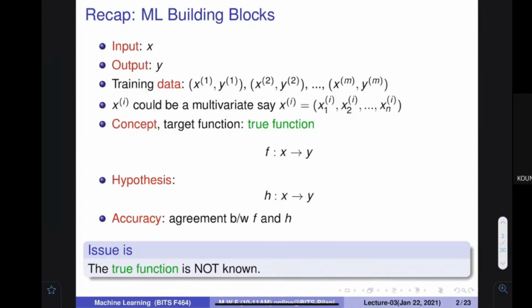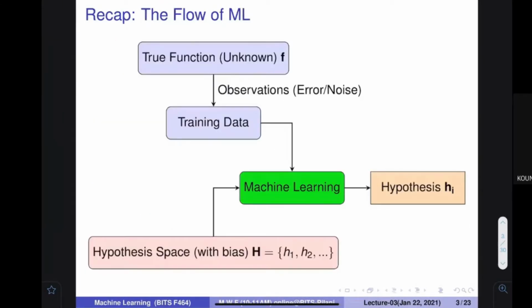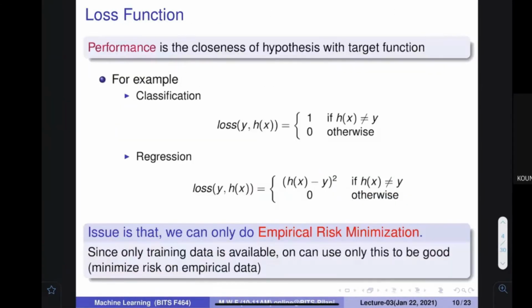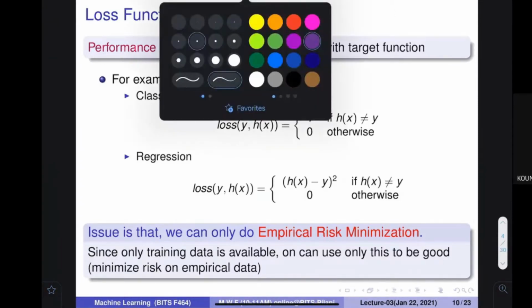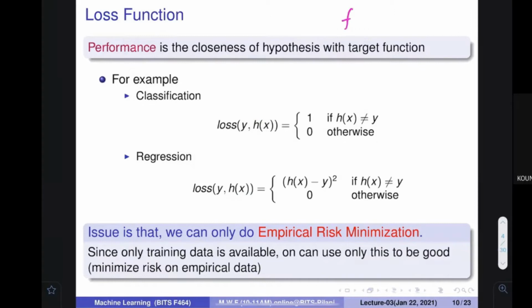Last class we saw what the building block of machine learning is. Hope all these things are clear to you, that from my hypothesis space, ML is going to do an experiment and give you a particular hypothesis as output. So here the issue is, let's assume there is a function f, and you come up with a hypothesis against f. You want to see at how many places they are actually similar.